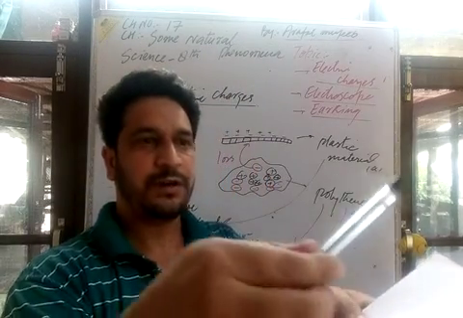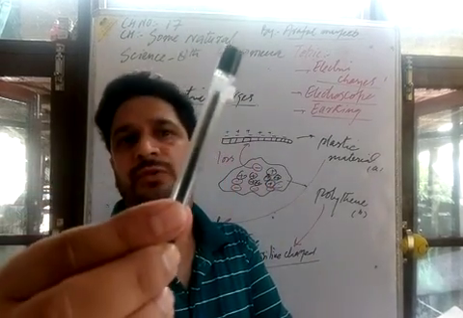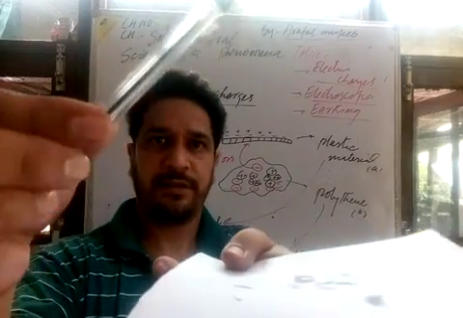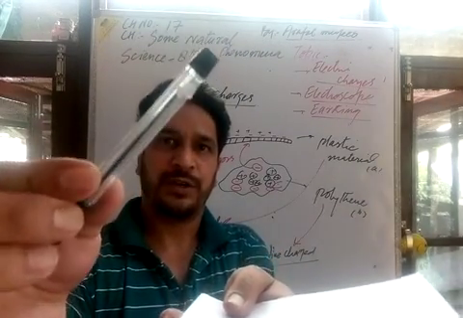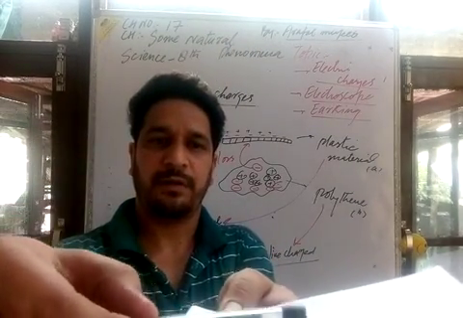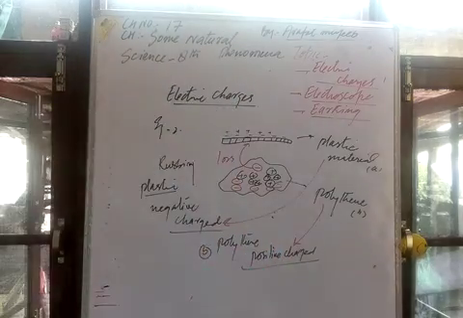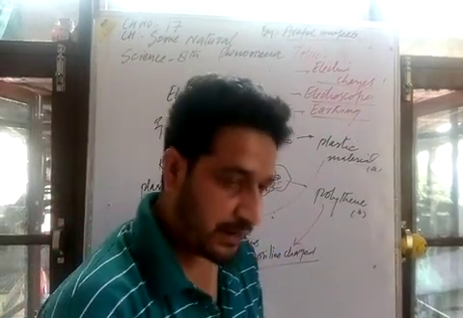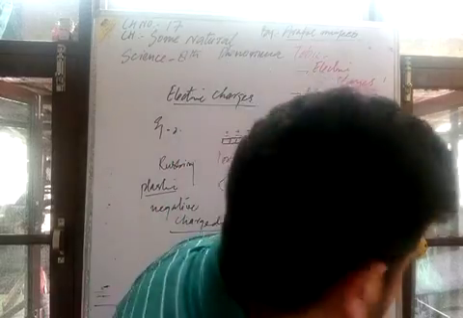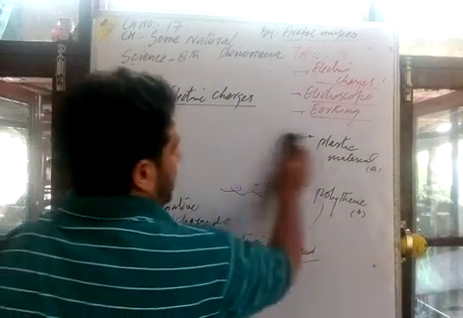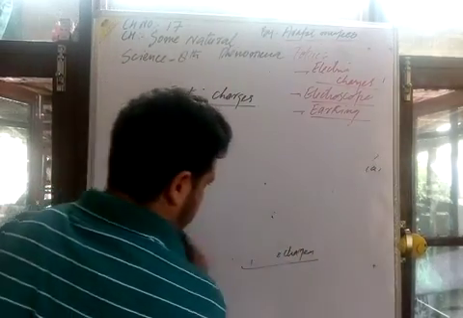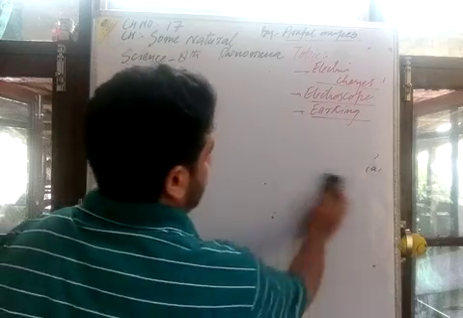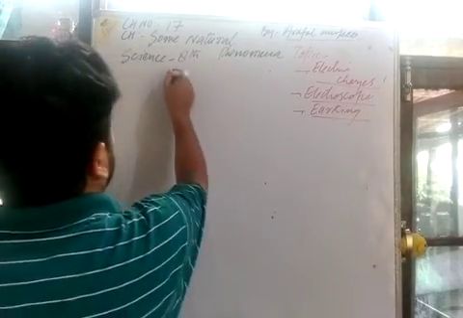Here you can see there is an attraction between the object and the bits of paper. By rubbing, we can develop charges in objects. We can go further. Here I will take up the concept of transfer of charges.